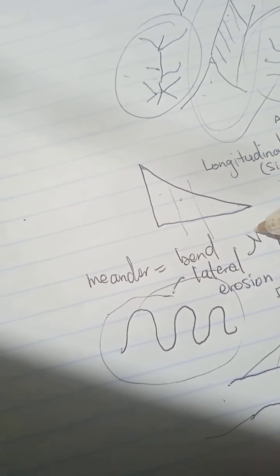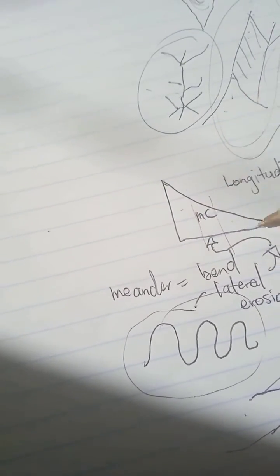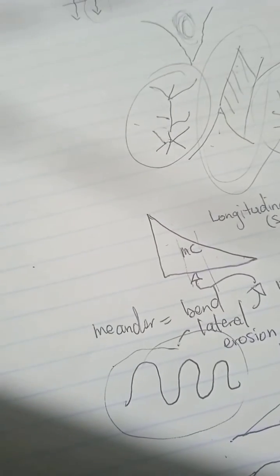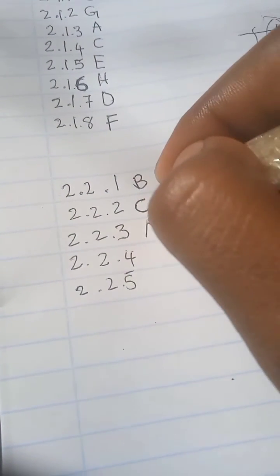And where do you find lateral erosion? There we go, in the middle course. Okay. So I would go with middle on this one. Okay, I would go with A. So for 2.2.3, I'm going with A.